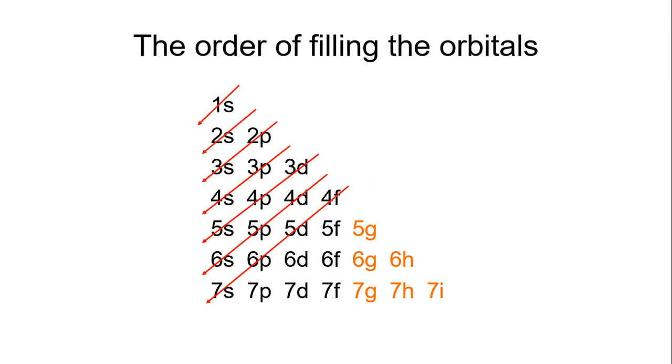The next 14 all go into the 4f. The next 10 go into the 5d. The next 6 go into the 6p. And the next 2 go into the 7s. And then finally, the next 14 go into the 5f. The next 10 go into the 6d. The next 6 go into the 7p.